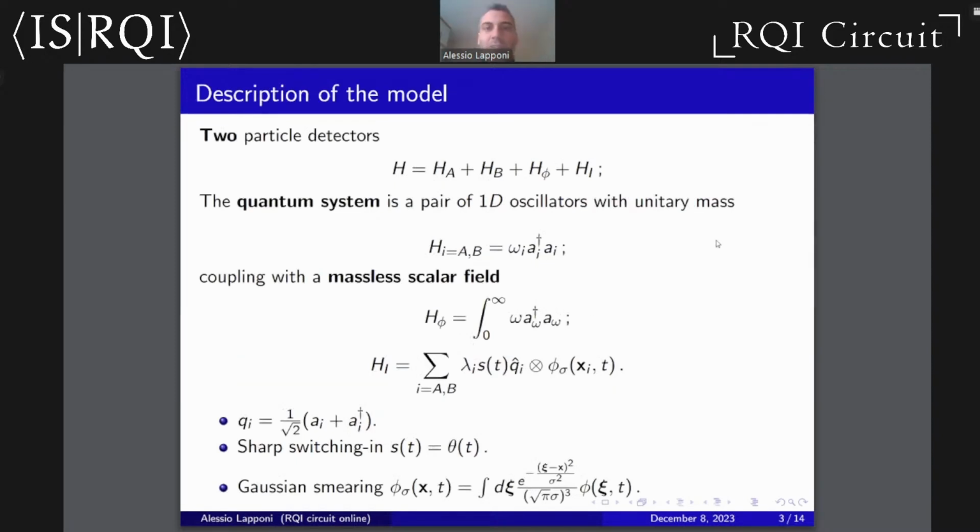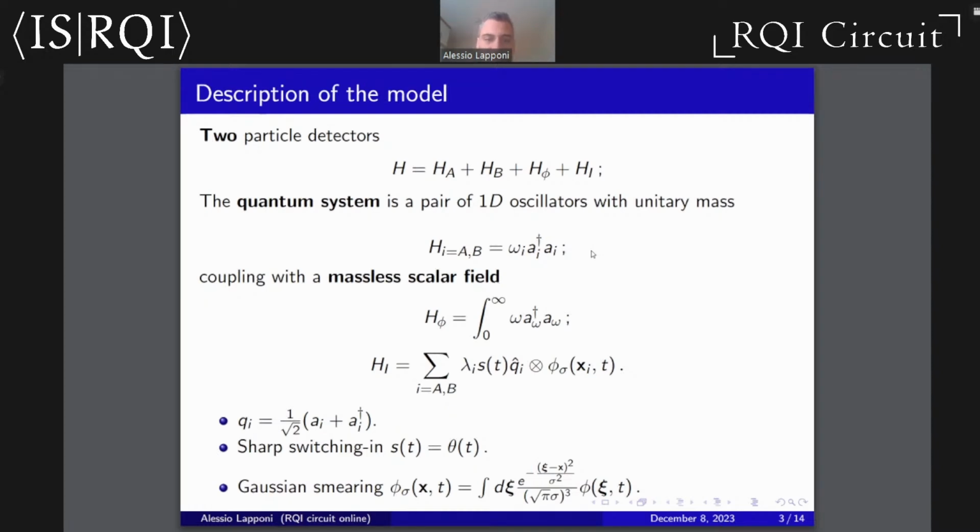So without further ado, let's describe the model. I'm not talking about particle detector models because I think people from the University of Waterloo and Nottingham have already done that enough. However, just to recap, a particle detector model consists of a non-relativistic quantum system coupled with a field observable in general. In our case, I'm considering two particle detectors, and the quantum system representing them is a one-dimensional harmonic oscillator, or an analogous system, whose Hamiltonian is given by this.